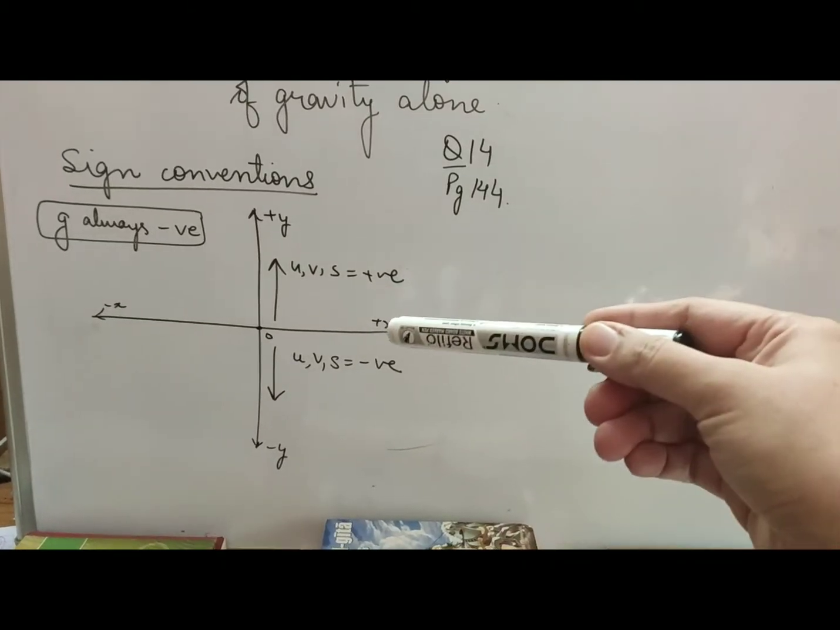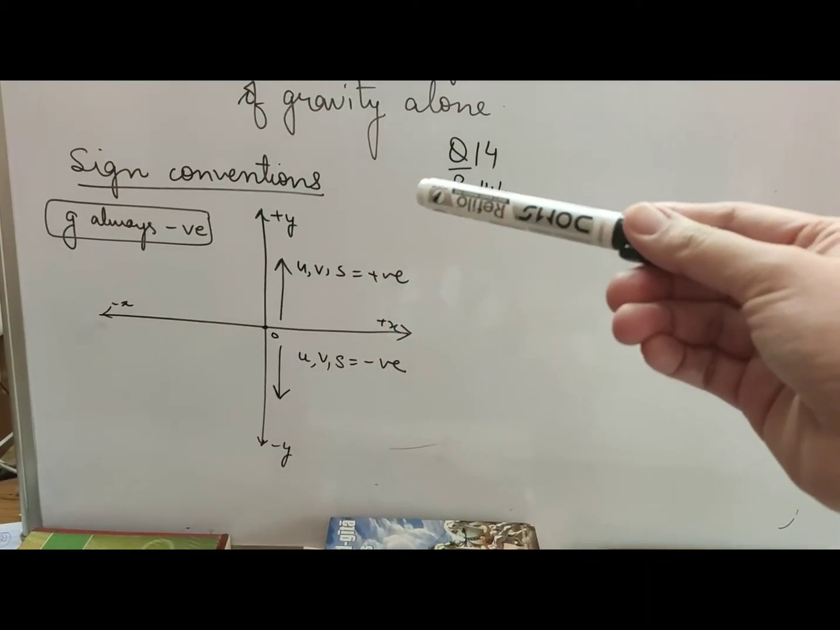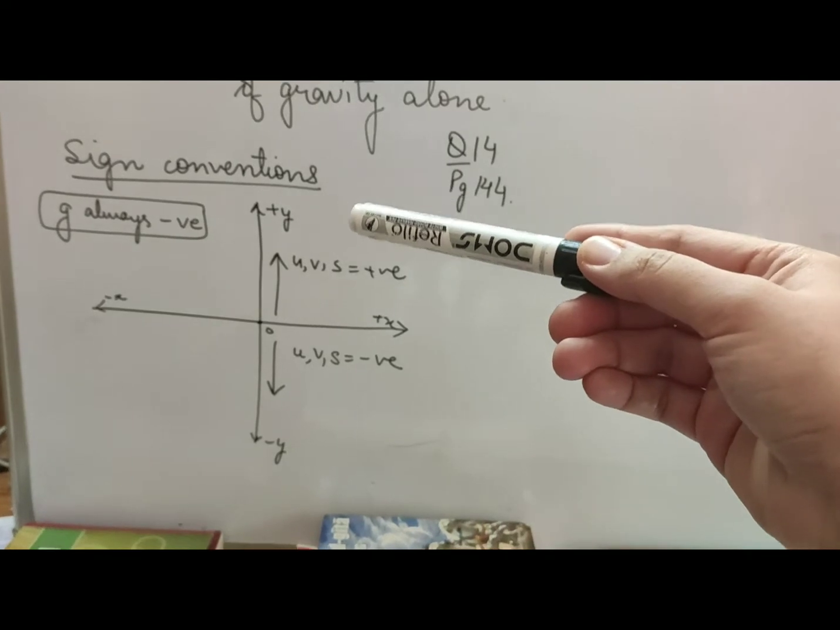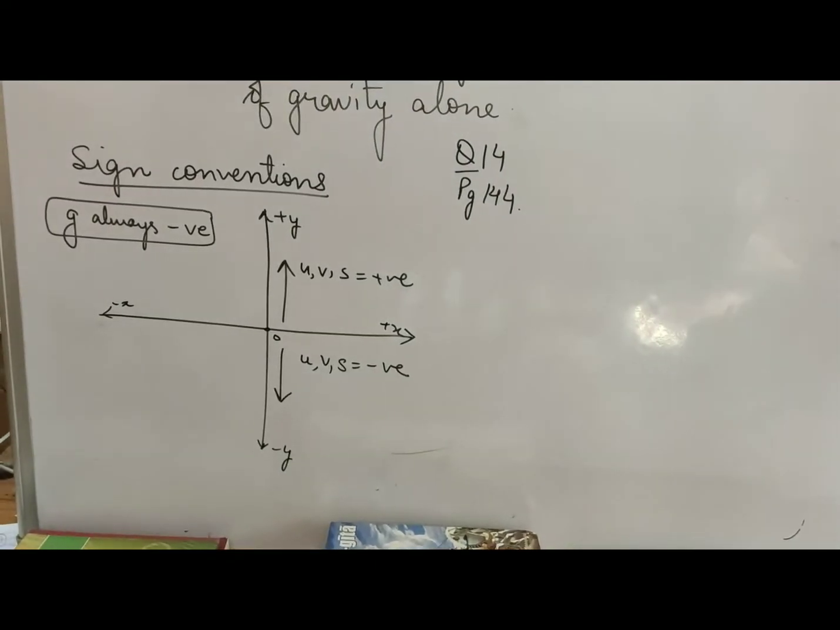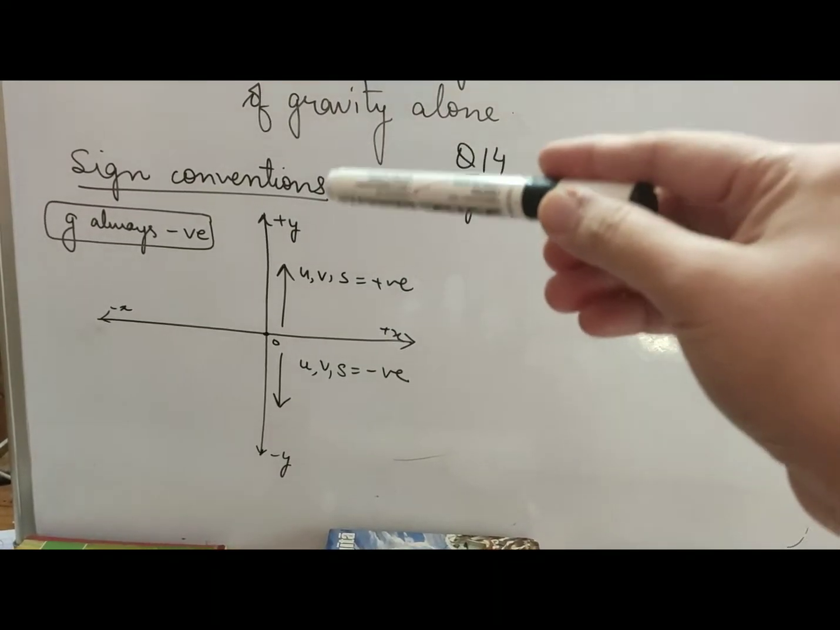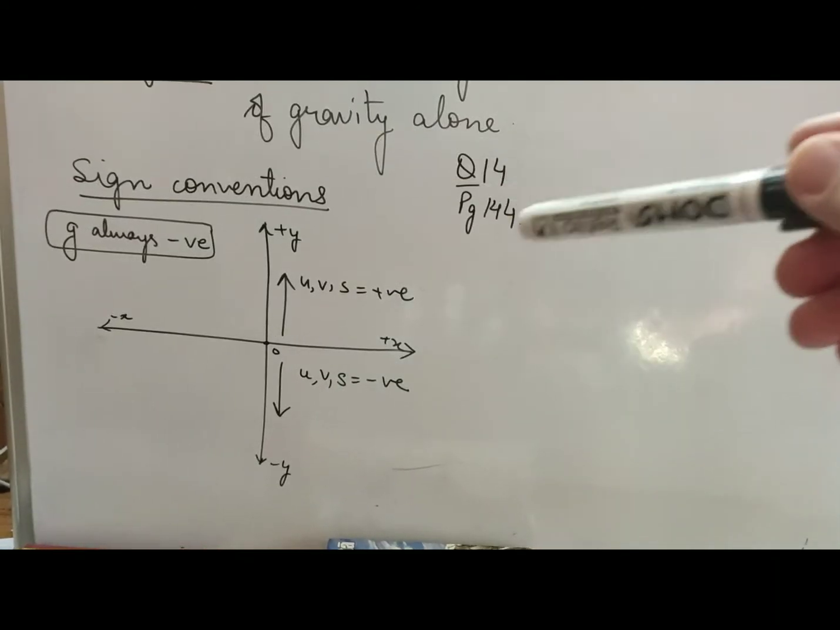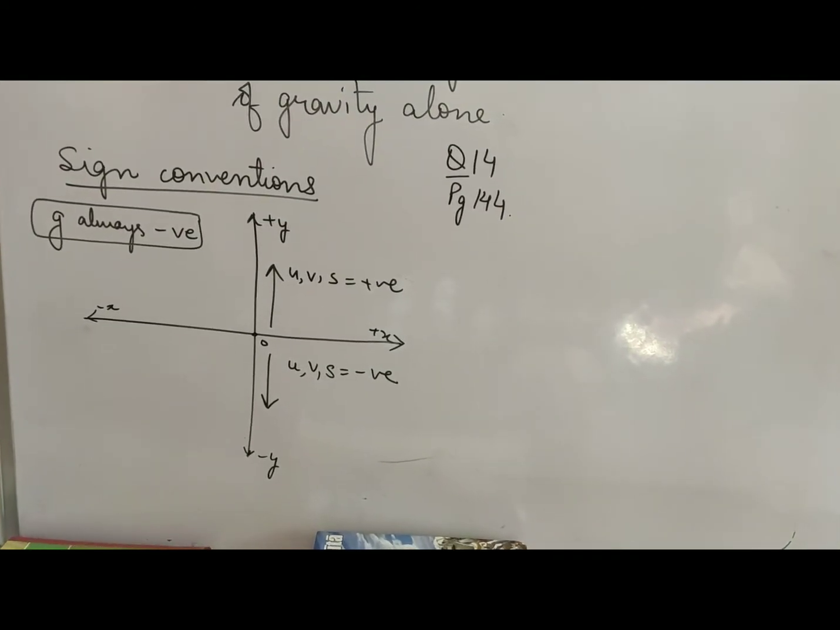Okay, if objects are thrown up, the parameters u, v and s, we are going to take them as positive, and if an object has been dropped, the velocities and the displacement we will take as negative.